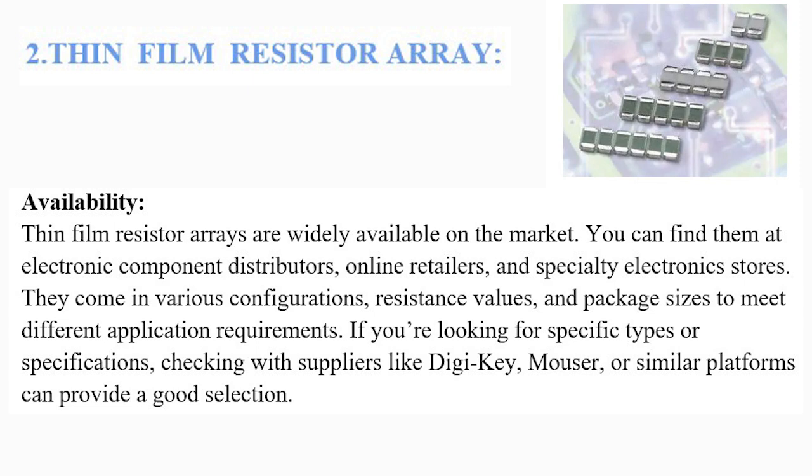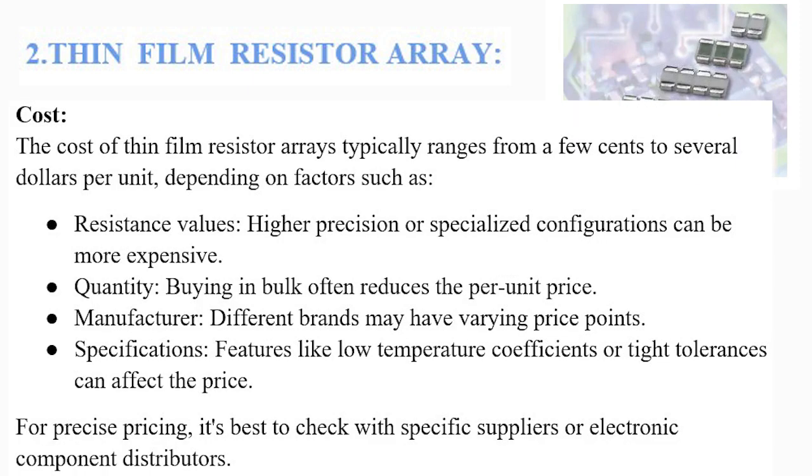You can find them at electronic component distributors and retailers, especially electronic stores. If you are looking for a specific type or specification, checking with suppliers like DigiKey, Mouser, or similar platforms can provide a good selection. Thin film resistors are pocket friendly. The cost of a thin film resistor array typically ranges from a few cents to several dollars per unit. It depends upon which type you are taking. For example, it depends on resistance value, quantity, manufacturer specifications, and many others.